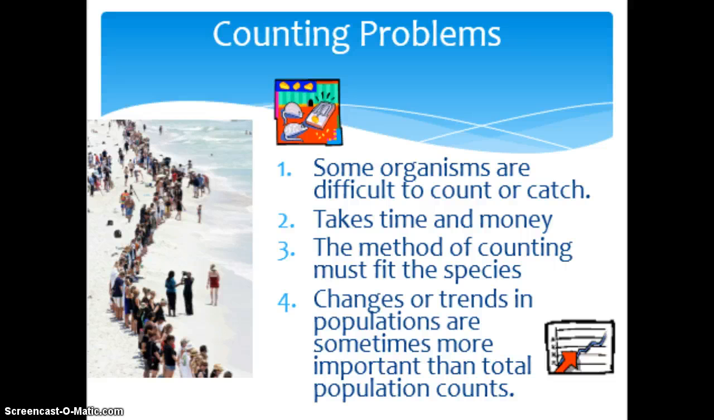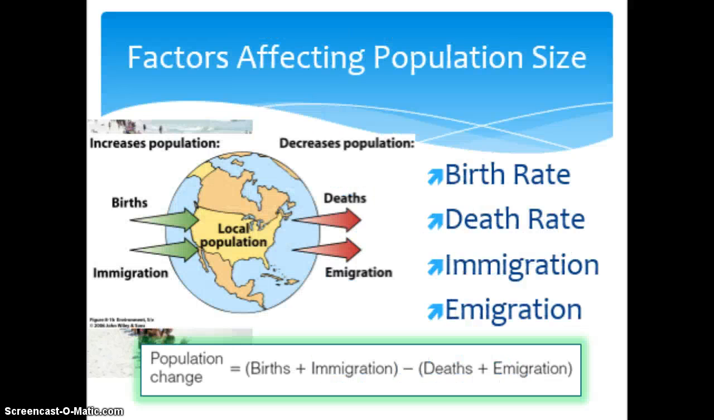Now, there are a lot of problems when we're trying to count populations. First of all, a lot of these organisms are hard to catch. All of these methods take time and take money, and it has to be worth it to do it. The method of counting is really dependent on what kind of species you have and how you're going to find them. And the population is always in flux. It's always changing. So sometimes you really want to look more at what those changes are rather than how many individuals you actually have.